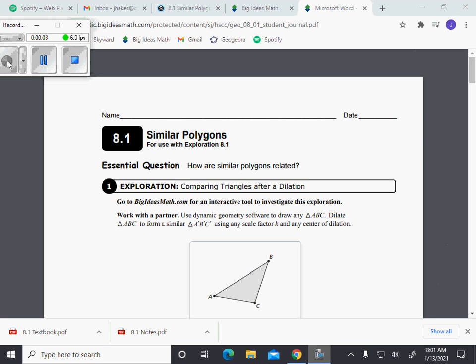Okay, we're starting chapter 8 now. 8.1, we're talking about similar polygons. Similar polygons, this should be somewhat of a refreshment. You guys know what similar figures, similar shapes are. Okay, we talked about that in chapter 4.